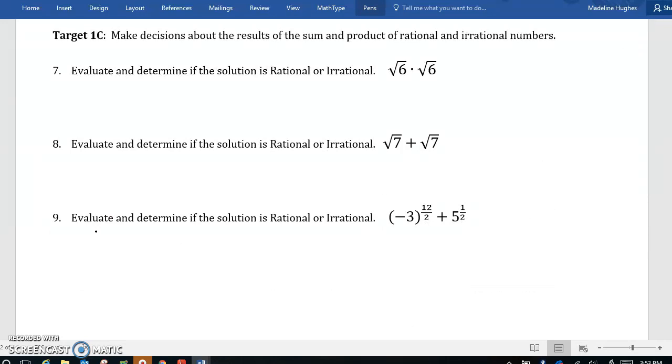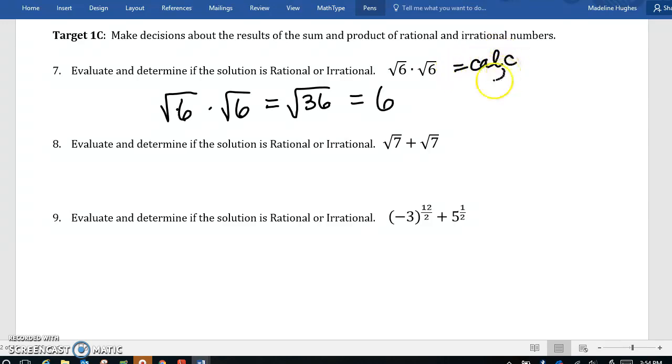Evaluate and determine if the solution is rational or irrational. So I'm going to put these in the calculator. 6 times square root of 6. If you put that in the calculator, square root of 6 times square root of 6 is the same thing as square root of 36, which is just 6. And you can also just plug this in your calculator, and you would get 6. And 6 is rational.